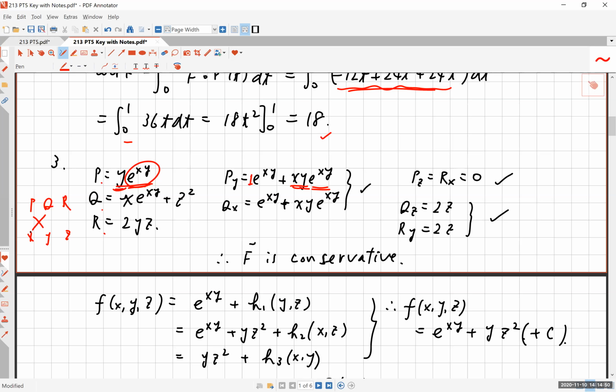And then QX is, you take the partial of this with respect to x, and again, you have to apply the product rule.